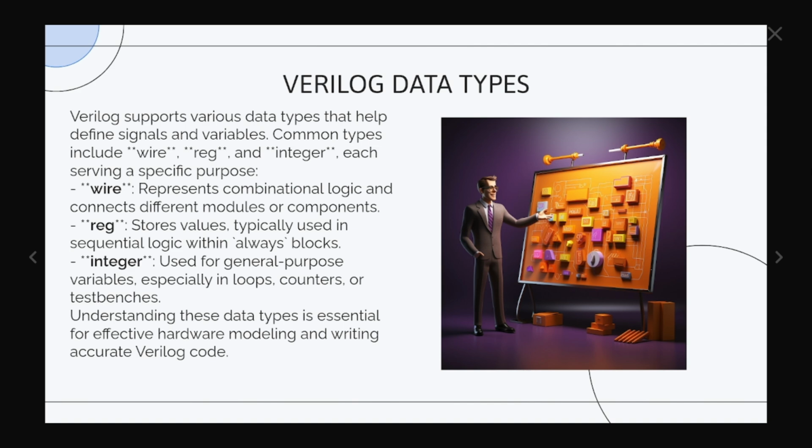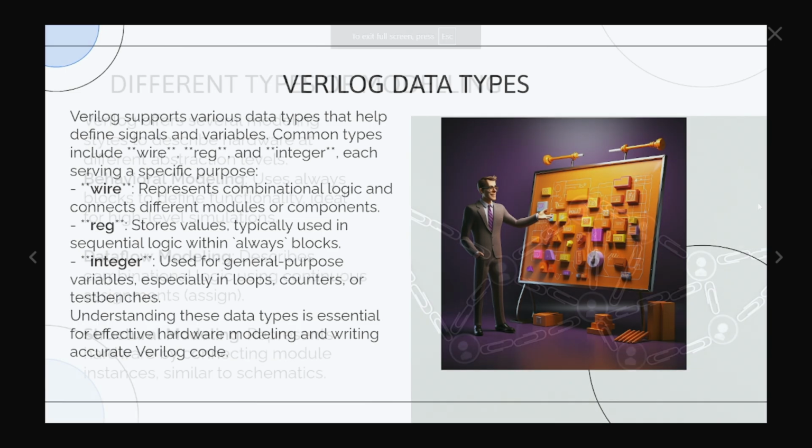Register is mostly used in sequential logic because it stores a value. As we know, in sequential circuits or sequential modeling, we have to store some values. Because of this, we use the register in sequential logic. Integer is a general purpose variable, especially used in loops, counters or test benches. Understanding these data types is essential for effective hardware modeling and writing accurate Verilog code.